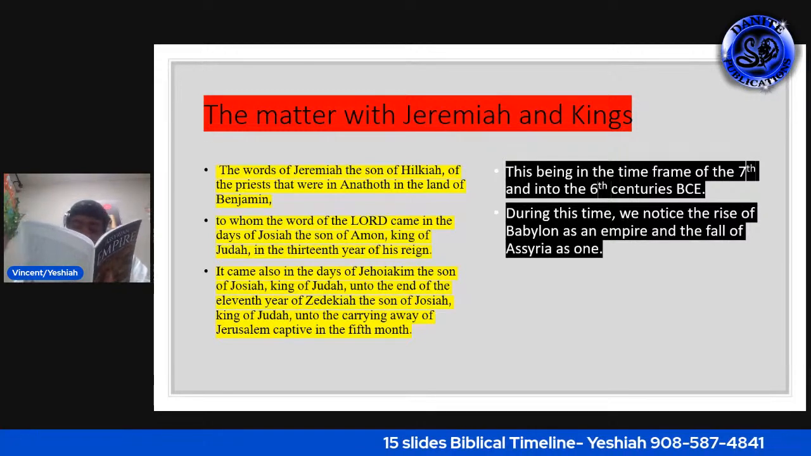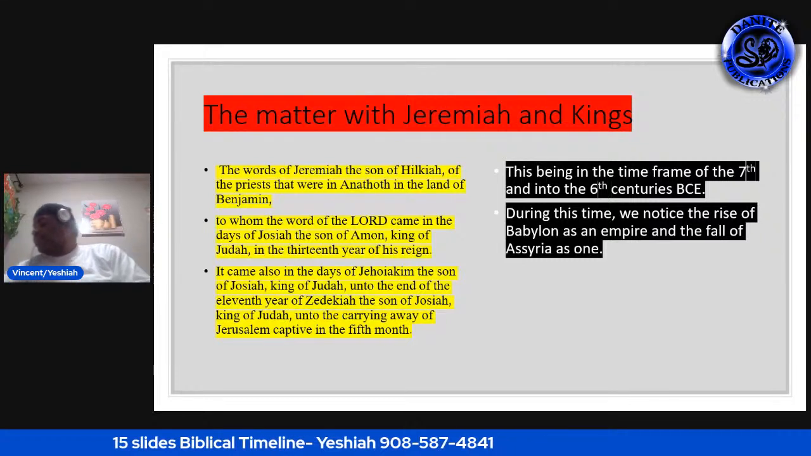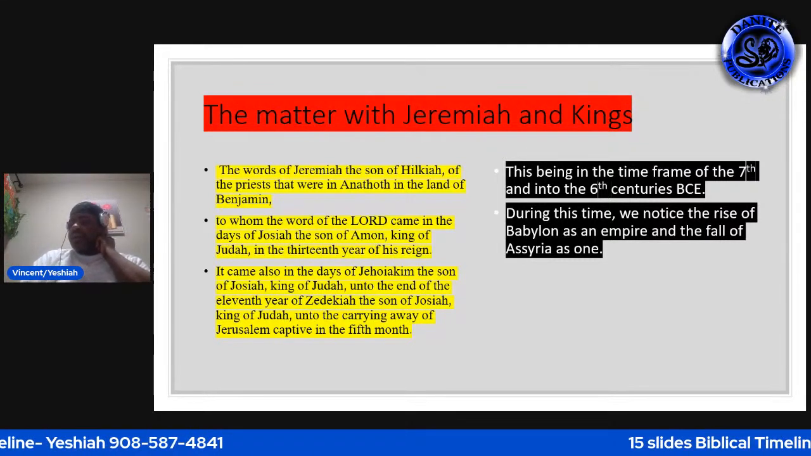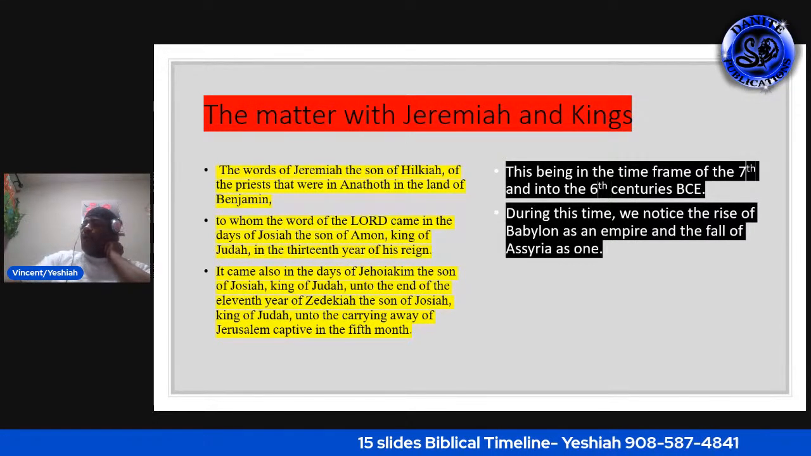Brothers and sisters, Assyria fell between 612 and 609 BCE. But the internal is what caused it to fall. Rome fell because of the internal matter.